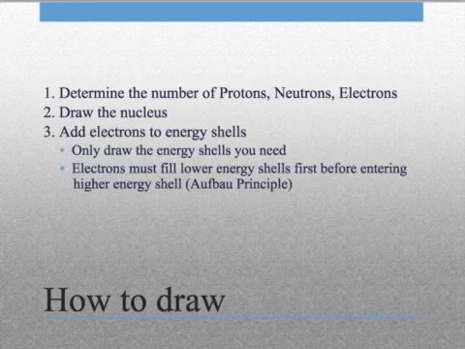So there's 3 steps to draw these Bohr models. The first one is you're going to go through and see how many protons, neutrons, and electrons each of these atoms have in them. Step 2 is you're going to draw the nucleus, so you're going to include protons and neutrons in the nucleus. And then the third step is to add your electrons in those energy shells. A couple things: you're only going to want to draw the energy shells you need. And there's a rule that says that the electrons have to fill up the lower levels before they can go up a level. This is something called the Aufbau principle.